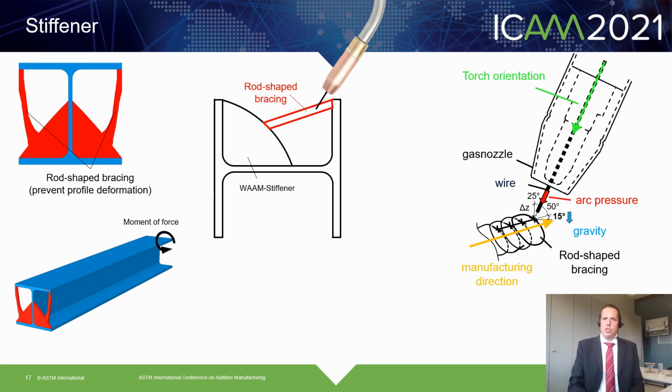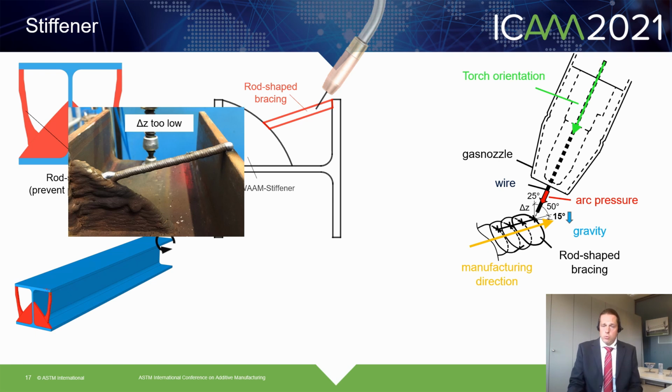Here you see each layer of the puncture welds we use to manufacture the bracing. In yellow we have the manufacturing direction, and in green the torch orientation. If the layer height delta Z, so the distance between the puncture welds, is not programmed accurately, the angle of the bracing would differ. So if delta Z is calculated too low, we would print more on top of the bracing, which would come out steeper and miss the flange, as you can see on the picture on the left.